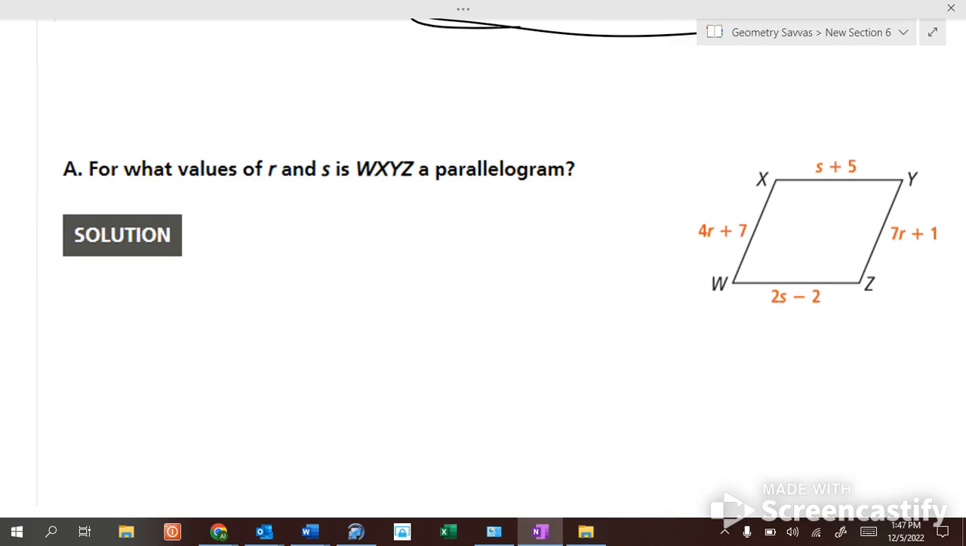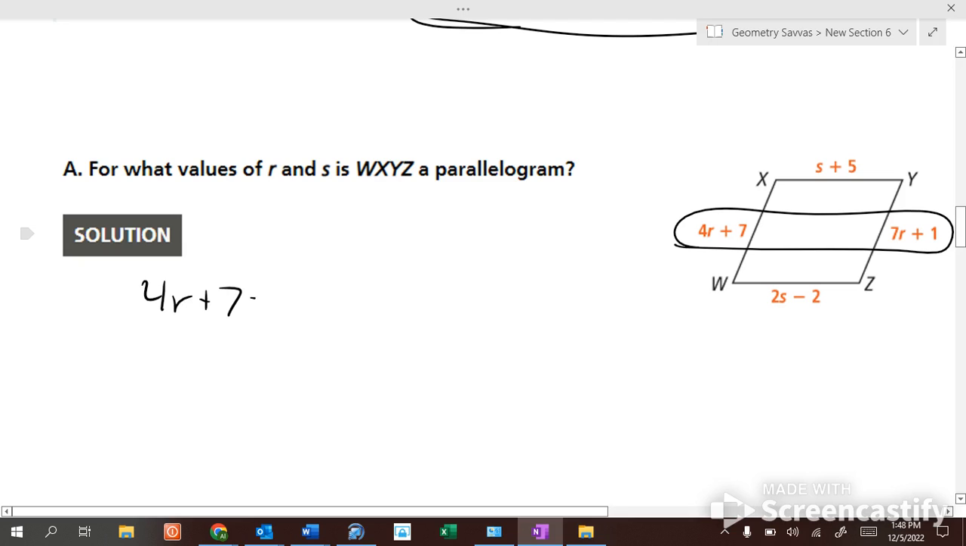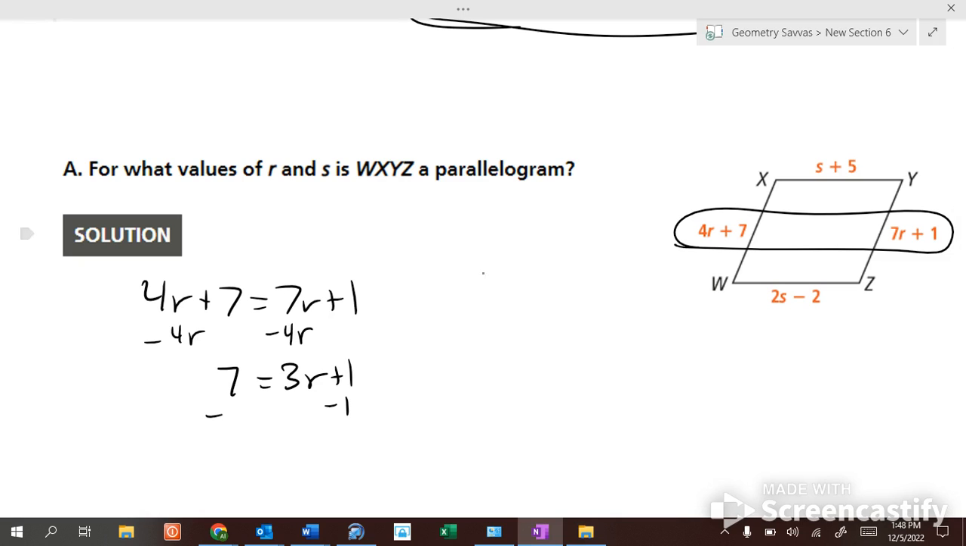Sides. So to figure out what would make this a parallelogram, set these equal to each other. So 4r plus 7 equals 7r plus 1. What do we do to both sides? Minus 4r. So 7 equals 3r plus 1. Subtract 1. 3r equals 6. Divide by 3. r equals 2.